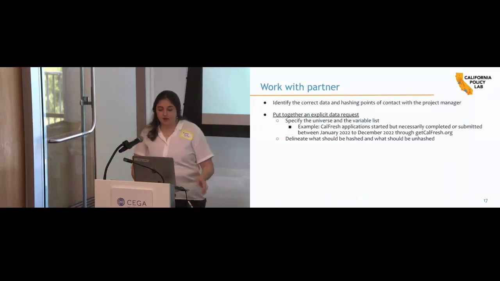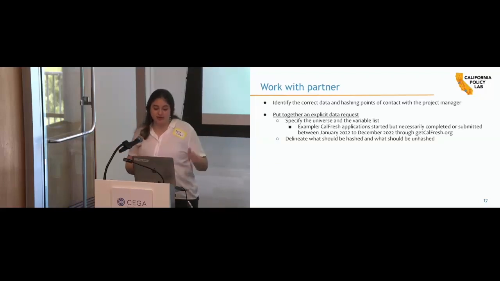Okay, so now into working with the partners. The first thing that you want to do is identify the correct data and hashing points of contact with the project manager. So the person who's pulling the data for you might not be the same person who's hashing it, might not be the same person who is sending the data back to you. So knowing these points of contact ahead of time can save a lot of time. You might have to explain the same process multiple times, so just account for this when you're thinking about the hash linkages.